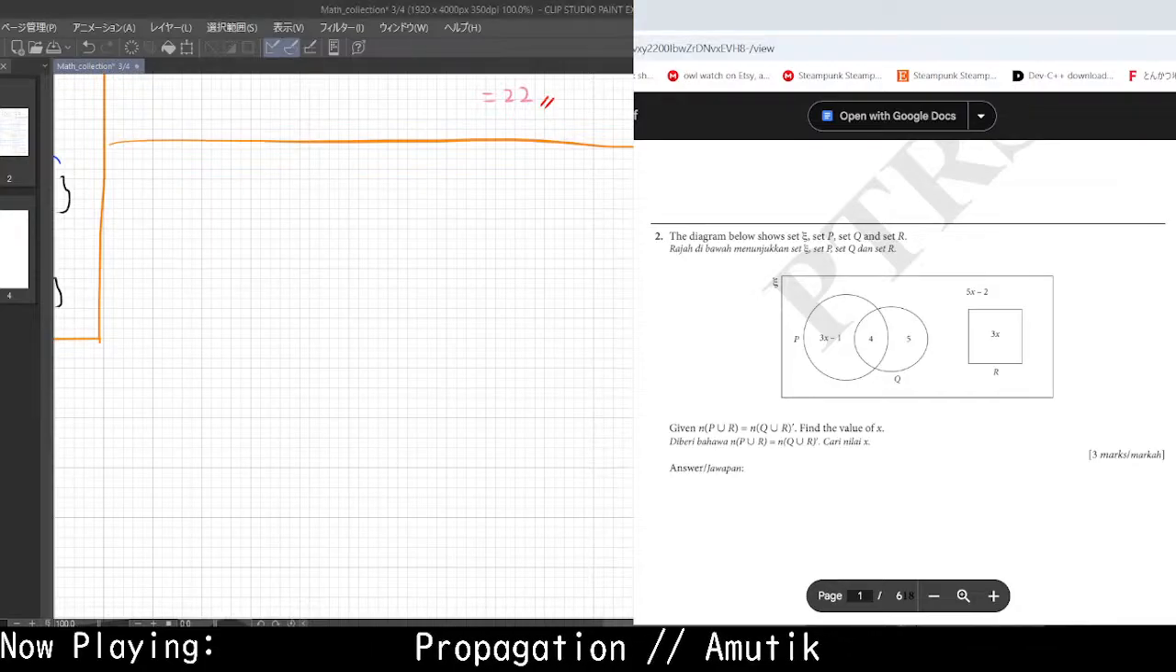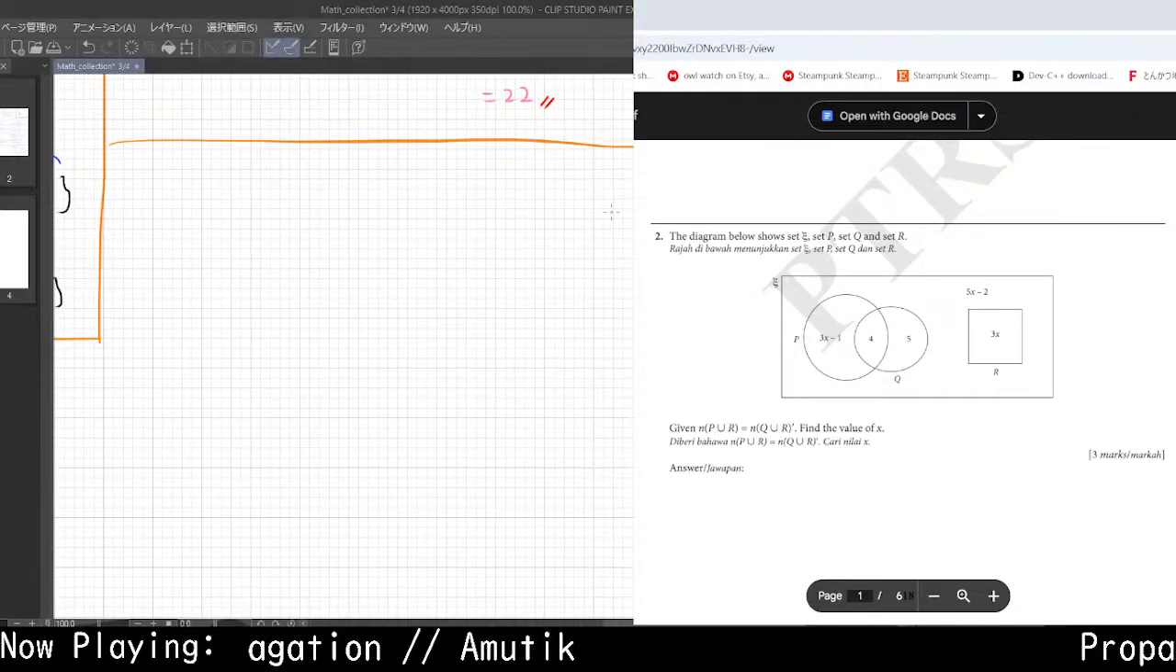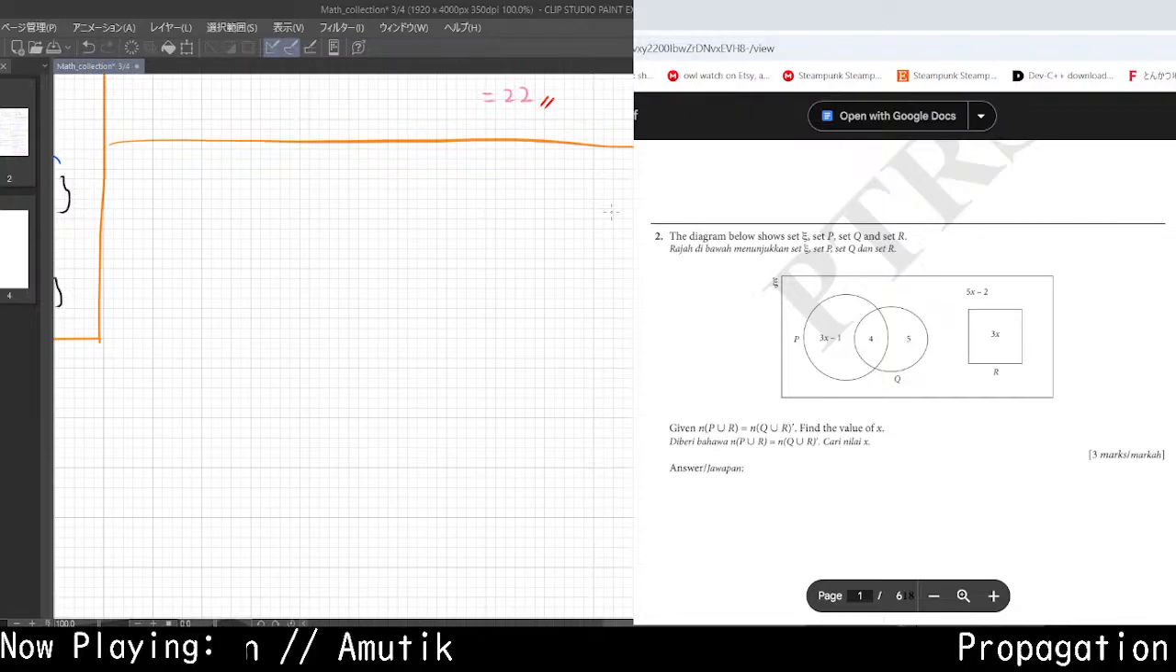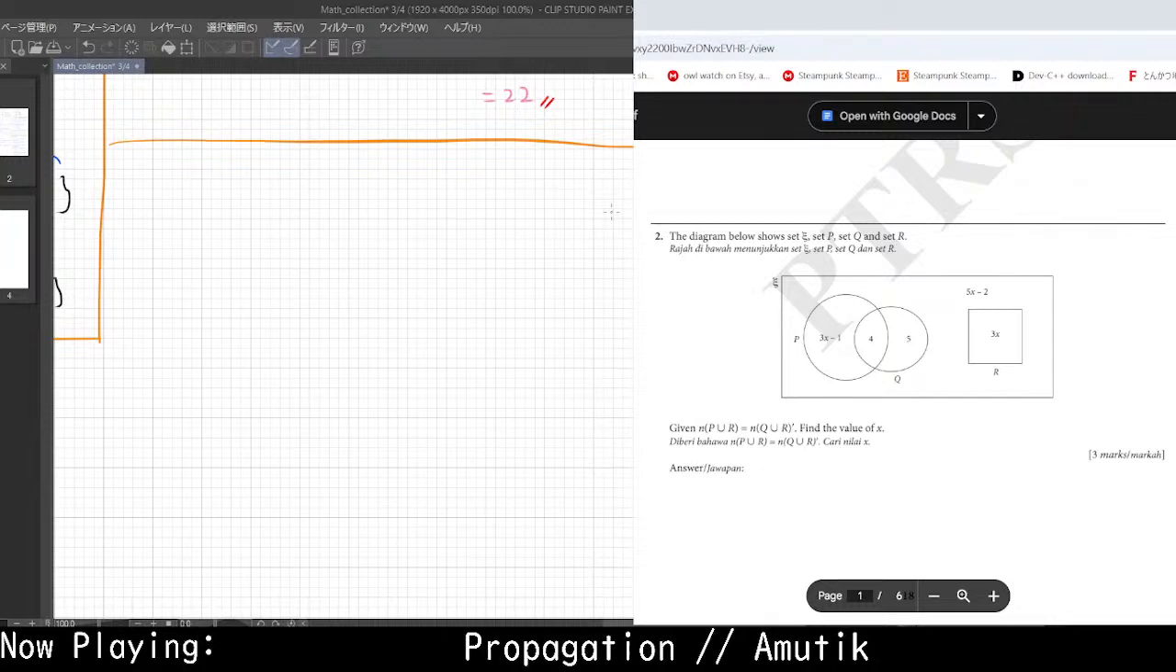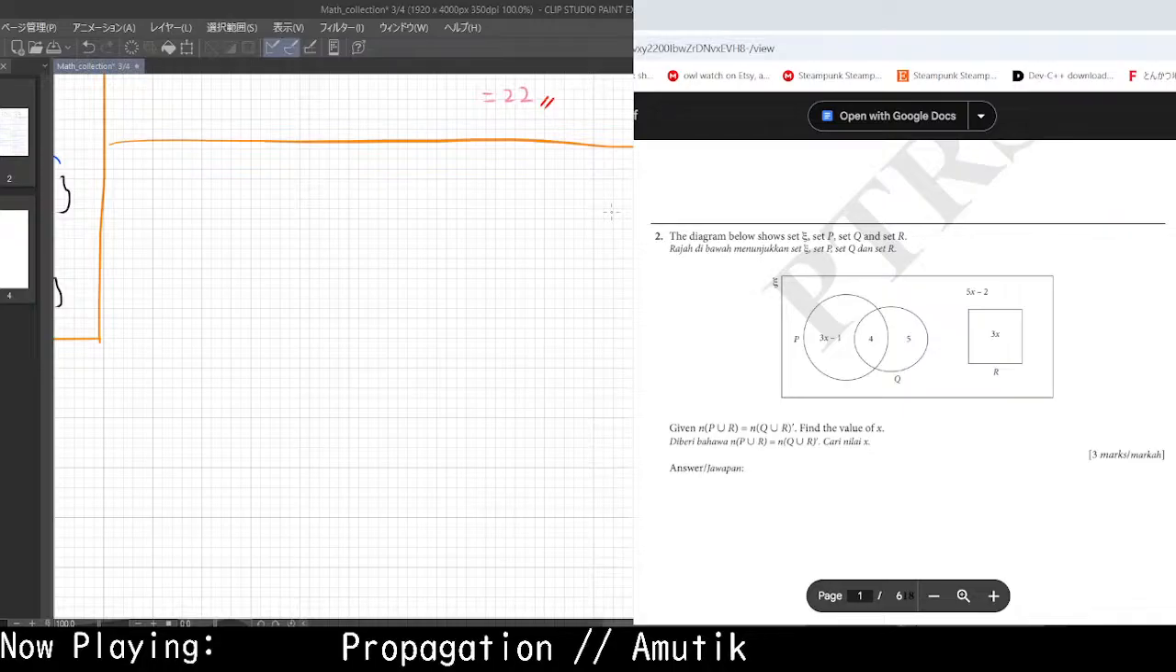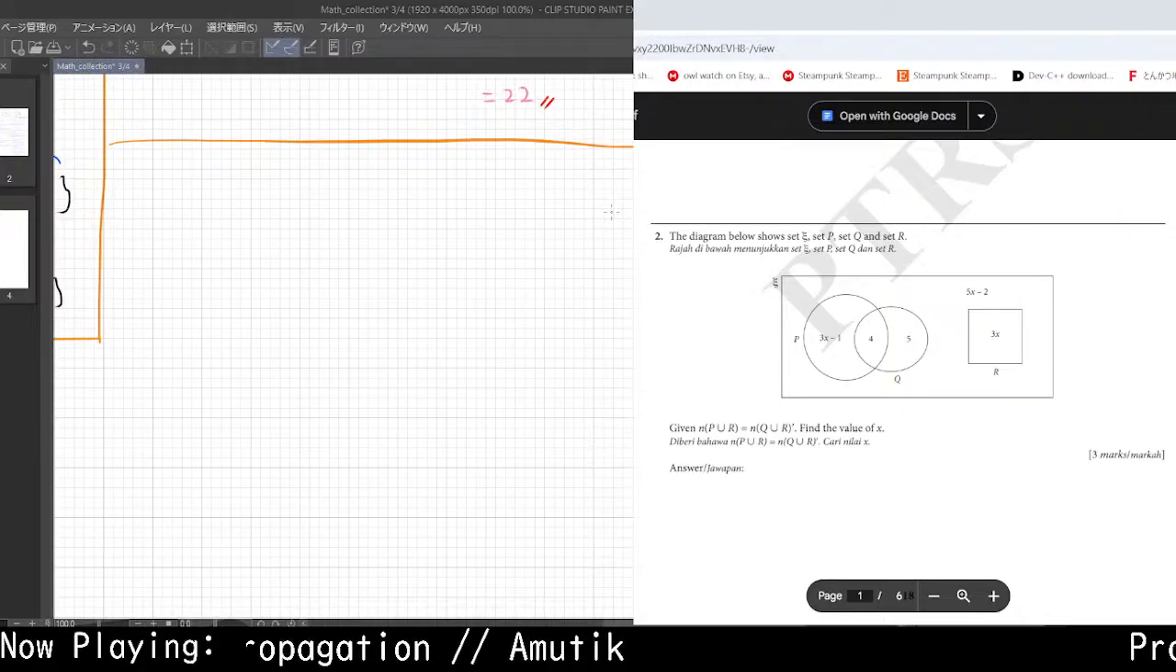Okay. So Q2, the diagram below shows set psi. Psi is a universal set, so it's basically an entire big rectangle. Set P, set Q, and set R, all three are within the region. Given n(P union R) equals to n(Q union R prime), find the value of x.